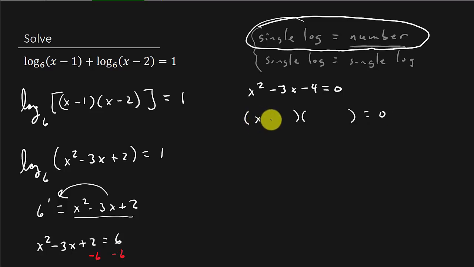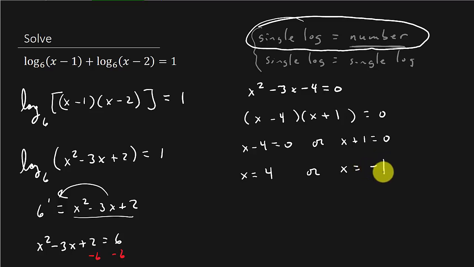So I've got x minus 4 times x plus 1. So x minus 4 equals 0, or x plus 1 equals 0. And so I get x equals 4 or x equals negative 1. All right.